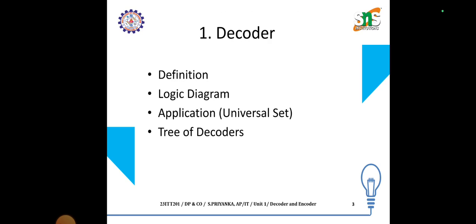Let's see the decoder in detail. First is the definition, then the logic diagram, application, and tree of decoders.